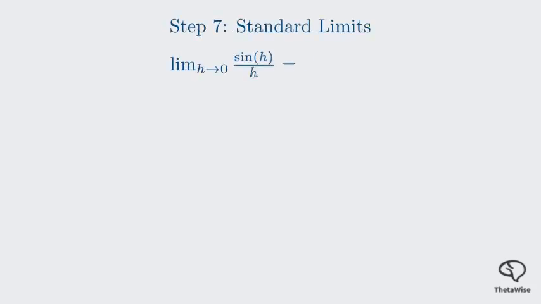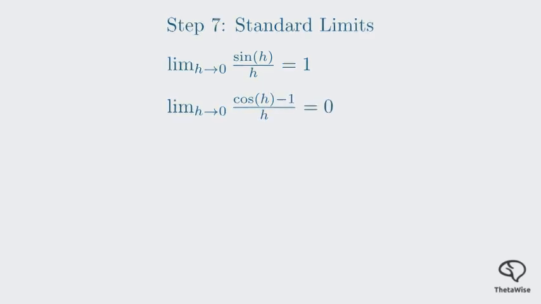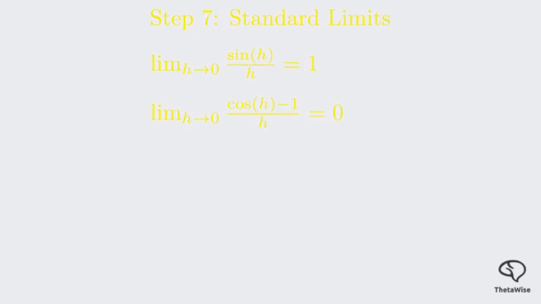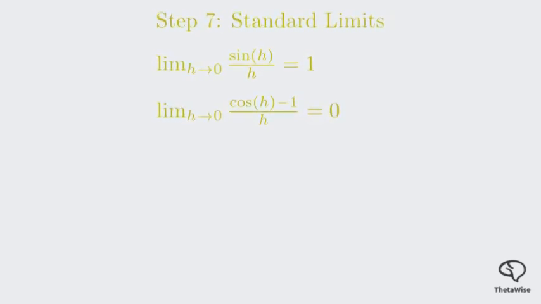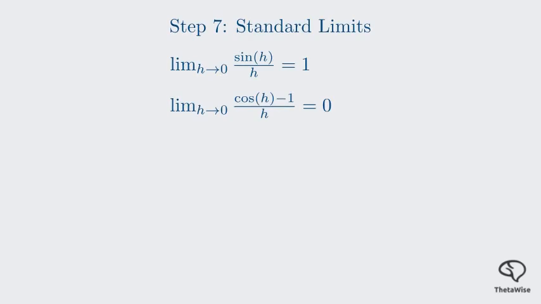We have arrived at two standard trigonometric limits that are essential for completing this proof. While proving them from scratch is a separate, more involved process, they are results you will encounter frequently in calculus. The first is the limit as h approaches 0 of sin h over h, which equals 1. The second is the limit as h approaches 0 of cos h minus 1 over h, which equals 0. You can think of these as fundamental building blocks that we can now use to evaluate our main expression. We will substitute these values directly into our equation.